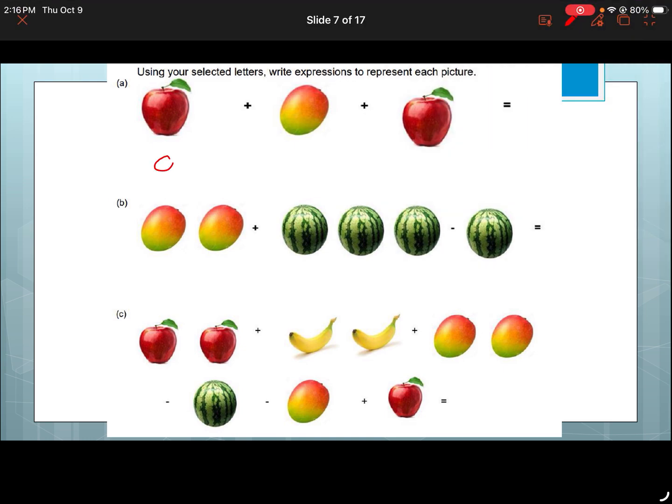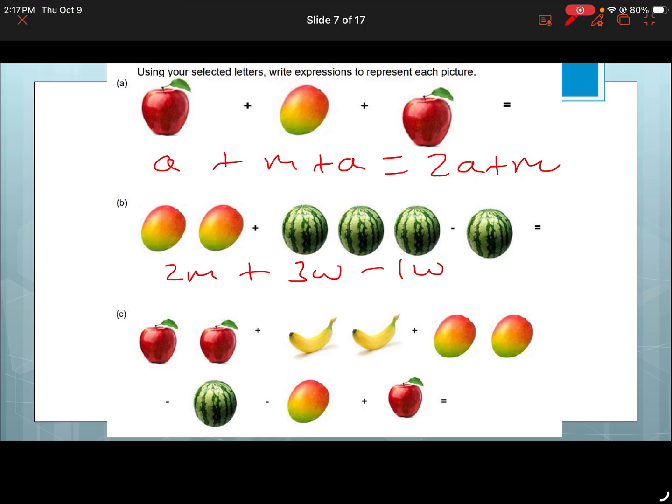So I'm hoping you were like, hey, this is a plus m plus a, and I can simplify that to be 2a plus m. Right, apple plus mango, 2 apples plus mangoes. I'm hoping you looked at this and were like, okay, this is 2m plus 3w minus 1w. Again, you can just write w if you want to. And so 2m plus 3w minus 1w, well, 3w minus 1w is 2w, so I have 2m plus 2w. And then the final one, we've got 2a, that's an a, plus 2b plus 2m minus w minus m plus a.